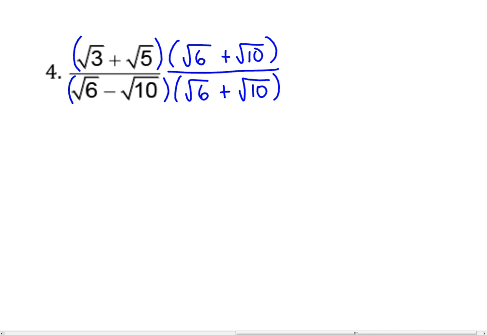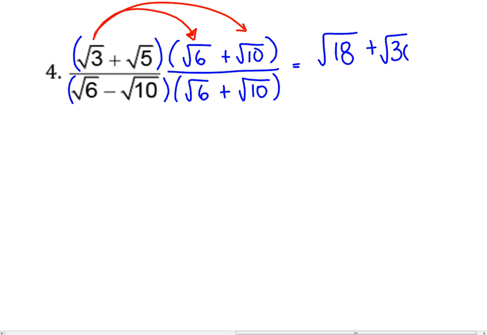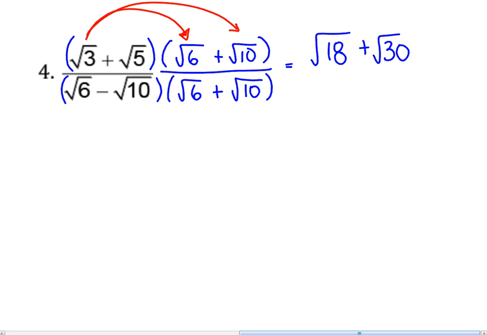Because can I go just first times first and last times last on the numerator? No, because it's not a difference of squares. It's not identical, but opposite sign. I have to use FOIL. So let's do it. Root 3 times root 6. Root 18. And root 3 times root 10 plus root 30. Oh, I'm not going to have enough room. I'm going to write it down here.